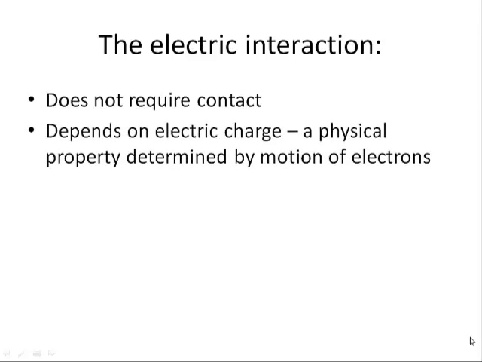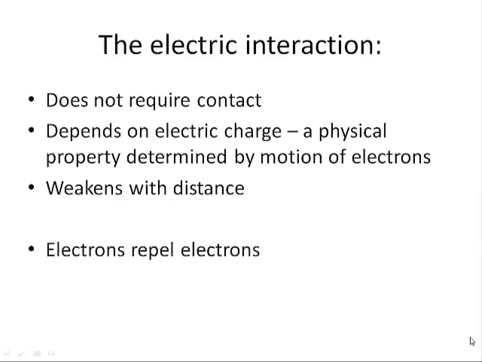It depends on electric charge, which is a physical property determined by the motion of electrons. So if something has more electrons or less electrons, then that's going to affect its electrical charge. The other thing you should remember about the electric interaction is it weakens with distance, and we'll see in Coulomb's law how it does so. Some basic knowledge that you should have is that electrons repel electrons, and of course electrons attract protons.